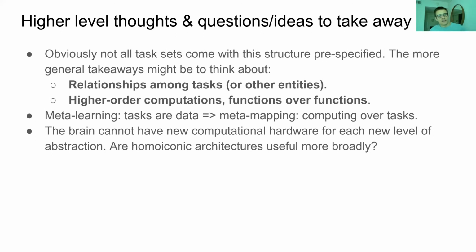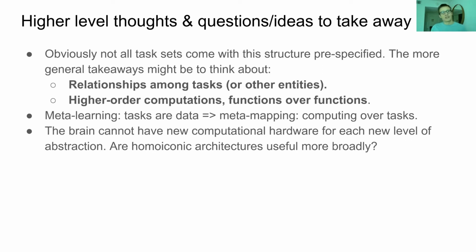I'd also like to point out that the brain can't have new computational hardware for every new level of abstraction. And I'd like to suggest that perhaps homoiconic architectures, ones that share computation across levels of abstraction, just like I shared the networks that were used for the basic tasks and metamappings, could be useful more broadly.